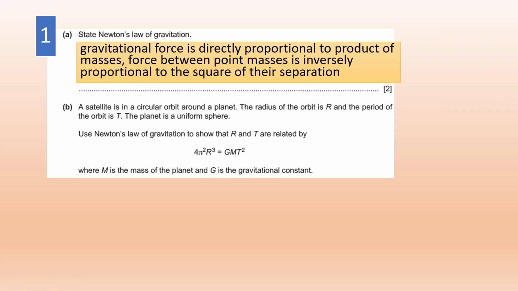A satellite is in circular orbit around a planet. The radius of the orbit is r, and the period of the orbit is T. The planet is a uniform sphere. Use the law of gravitation to show that r and T are related by 4 pi square r cubed equals GM T square, where M is the mass and G is the gravitational constant.